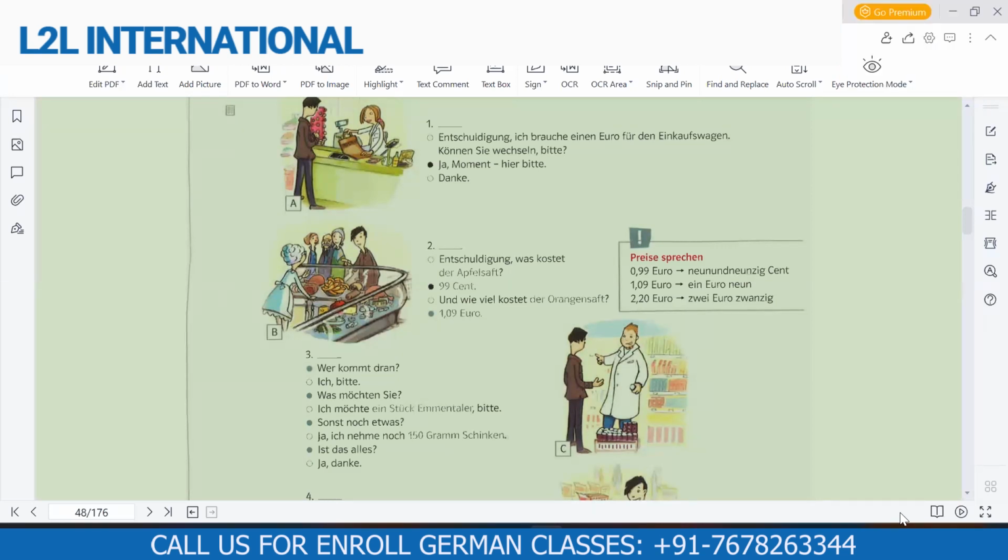Entschuldigung. Was kostet der Apfel? 99 Cent. Und wie viel kostet der Orangensaft?